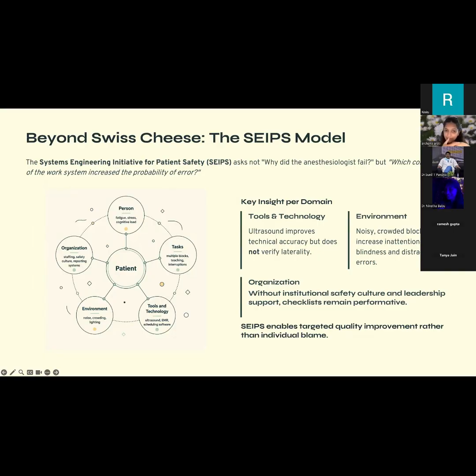Key insights for the domain, for our specific cases: on tools and technology, ultrasound does improve technical accuracy, but obviously it does not confirm the site. On the environment, noisy, crowded block rooms increase inattentional blindness and distraction. On the organization, you should put a checklist in the block room, and every single person performing the block should go through the checklist and the motions of preventing such errors.